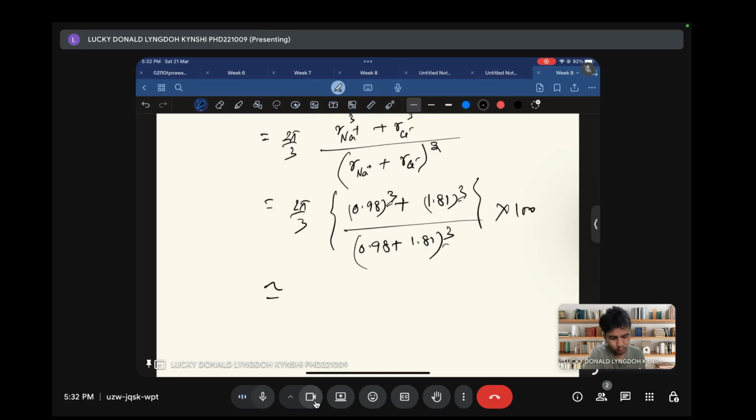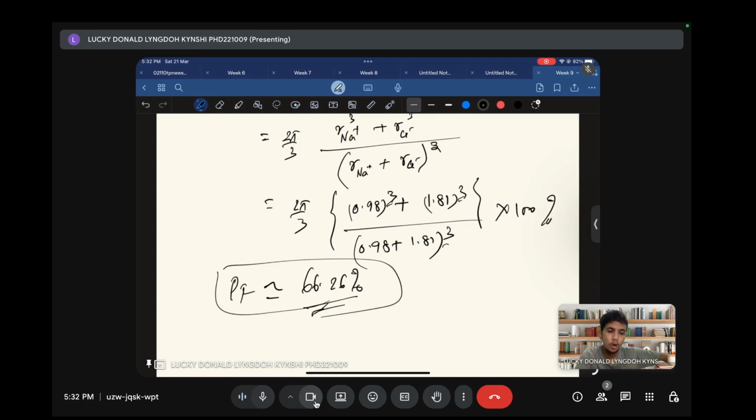So if you calculate this one, you'll get approximately 66.26%. You can cross check, but this is approximately 66.26%. So this is the packing fraction. How do you calculate the packing fraction? You can calculate it if you know the volume of the total number of atoms divided by the volume of the unit cell. The volume of the unit cell is a cubed. So in order to know a cubed, you need to know the edge length a. Other than that, the radius is already given to you.